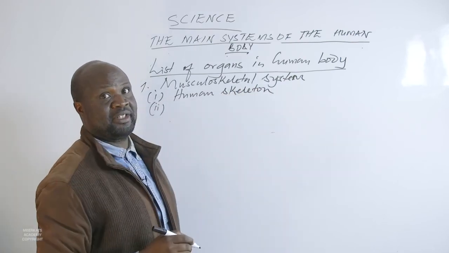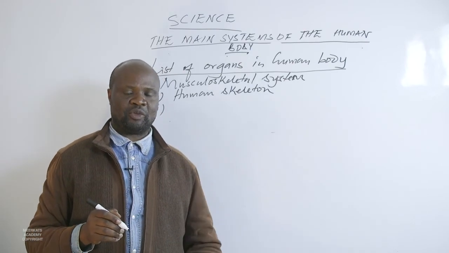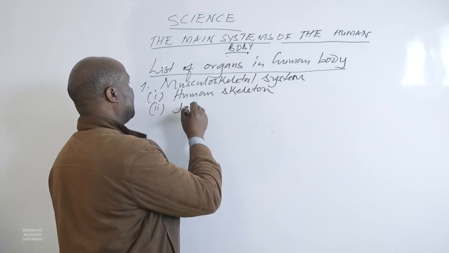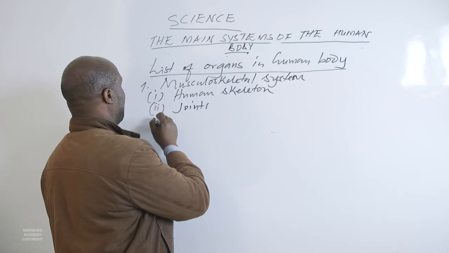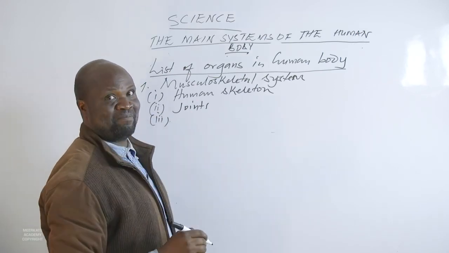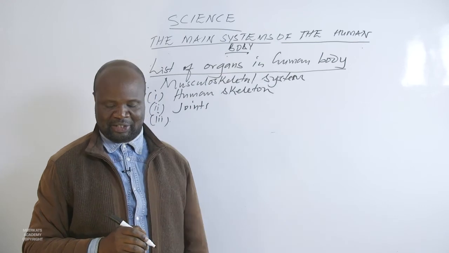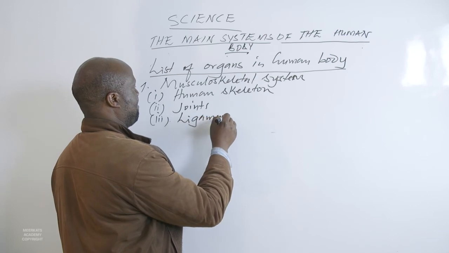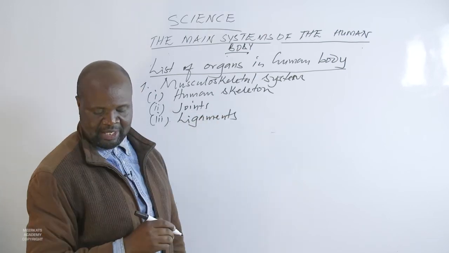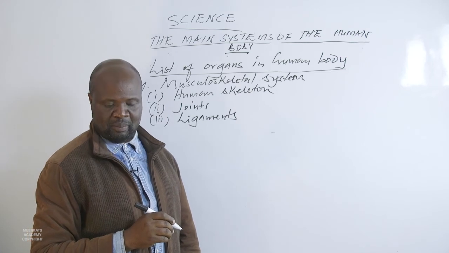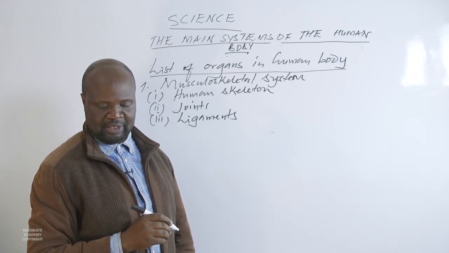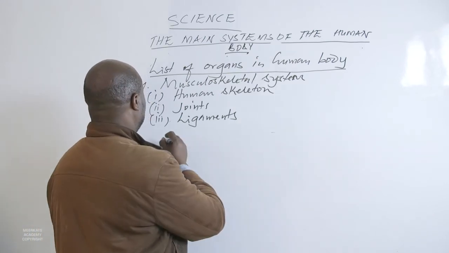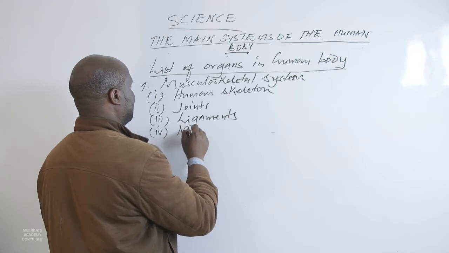The human skeleton is an organ that has its functions and role. From the human skeleton, we have joints. We have a way the joints are made, are jointed within the skeleton. Then we have the ligaments. The ligaments are important as far as the musculoskeletal system is concerned. And we have the muscular system.